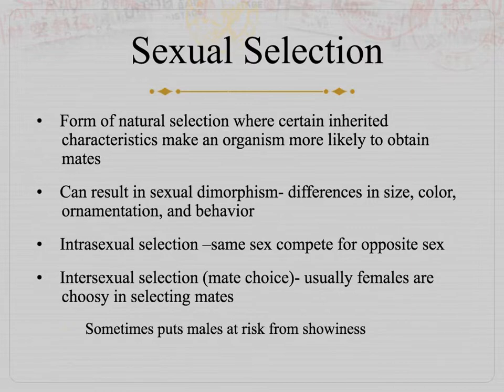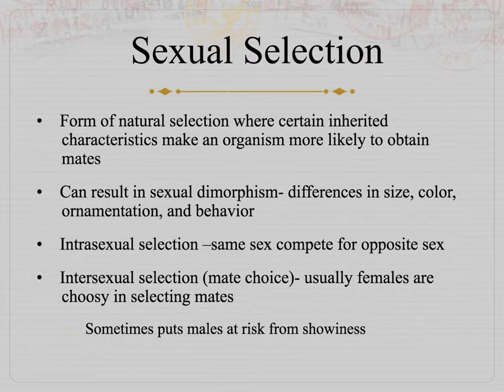Now we get to talk about competition and selection between and within the sexes. So intrasexual selection is when the same sex individuals compete for the opposite sex. So, ladies, an example of this would be when the girls dress up for each other. You're trying to look better than the girl next to you so that you can get the guy. So you're both competing for that same guy. Or guys, same thing. You're trying to look better than the guy next to you so that you can get the girl.